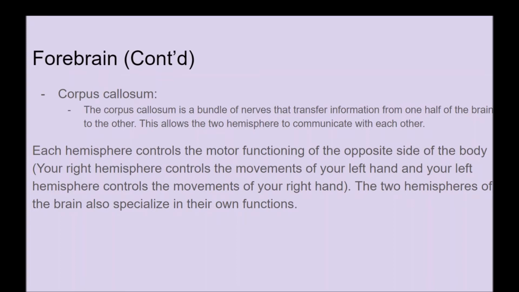Each hemisphere controls the motor functioning of the opposite side of the body. So your right hemisphere controls the movements of your left hand, and your left hemisphere controls the movements of your right hand. The two hemispheres of the brain also specialize in their own functions.